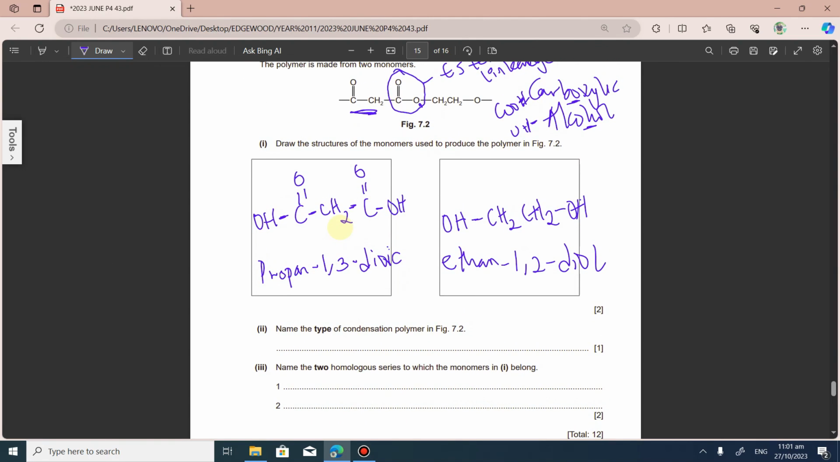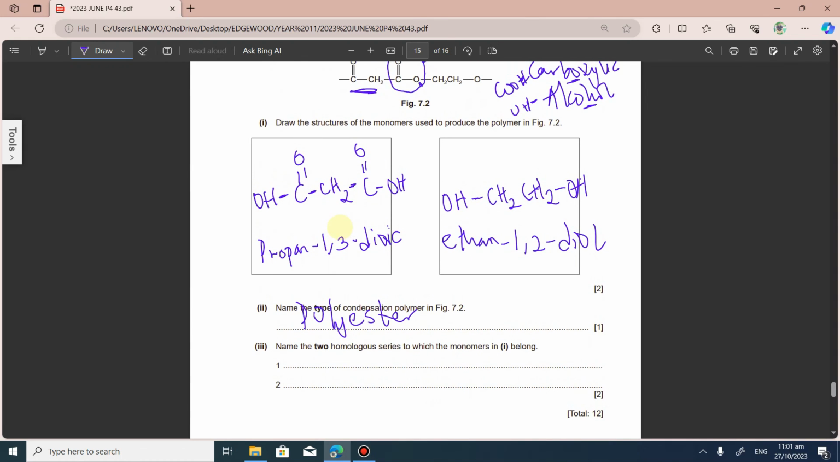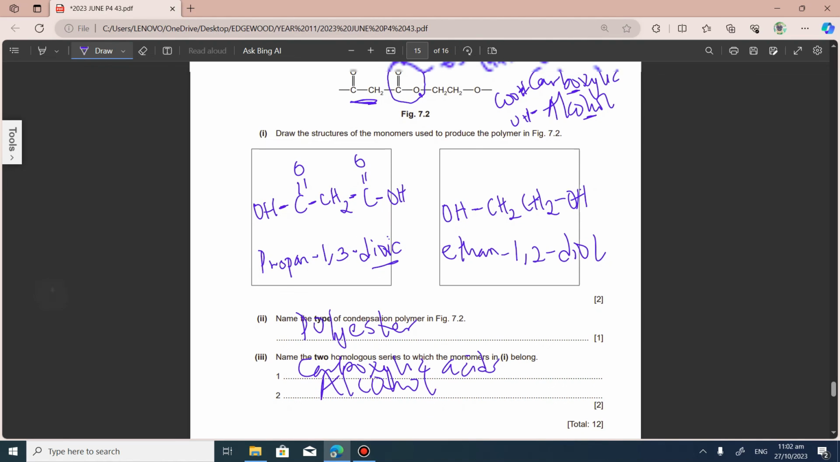Name the type of condensation polymer in figure 7.2. Now, this kind of polymer is called a polyester, because it leads to the formation of an ester linkage. So it is simply referred to as a polyester. Name 2 homologous series to which the monomers belong. Okay, remember what we said, this one belongs to the carboxylic acids group. Carboxylic acids. And then this one becomes the alcohol group. Okay, so that's the homologous series to which they belong.